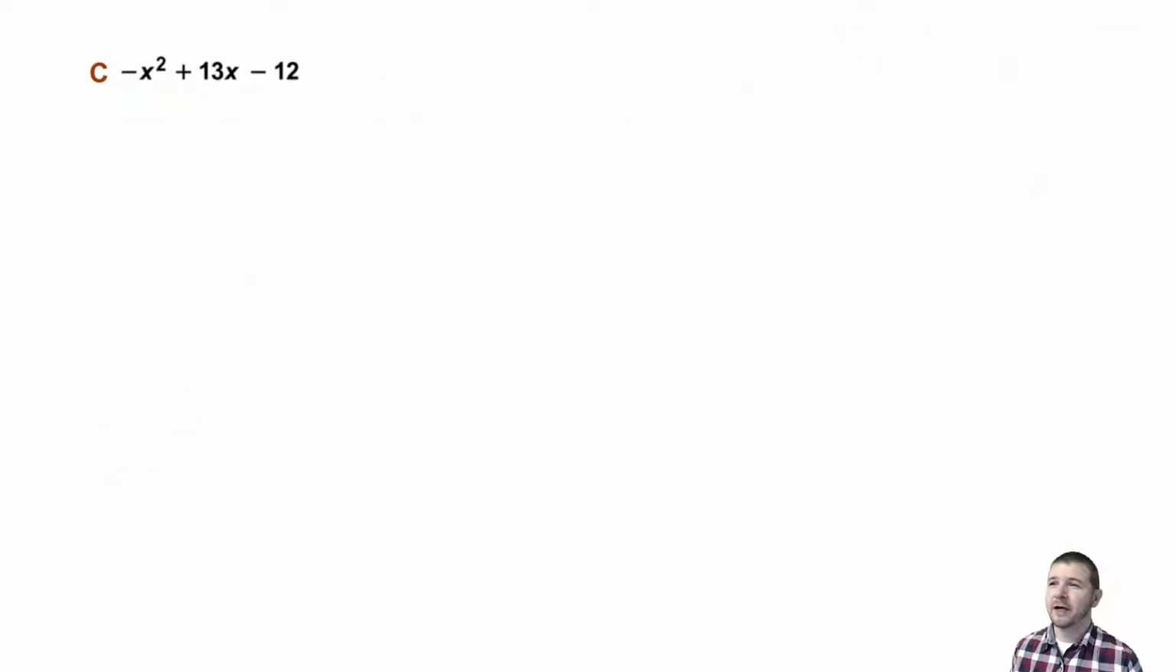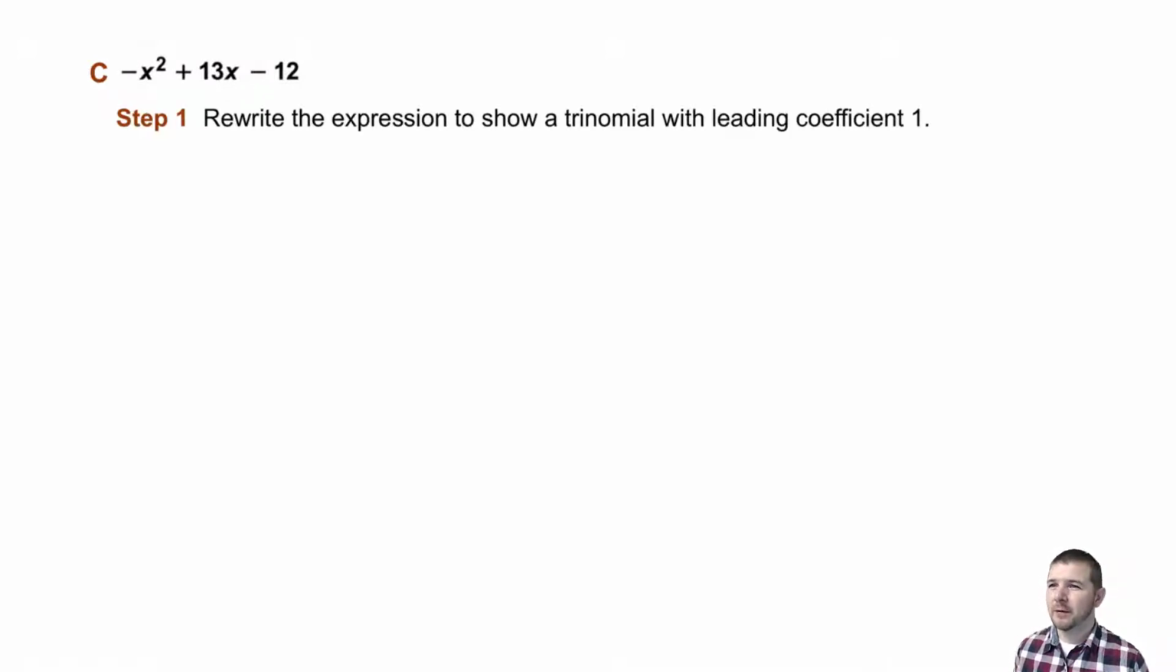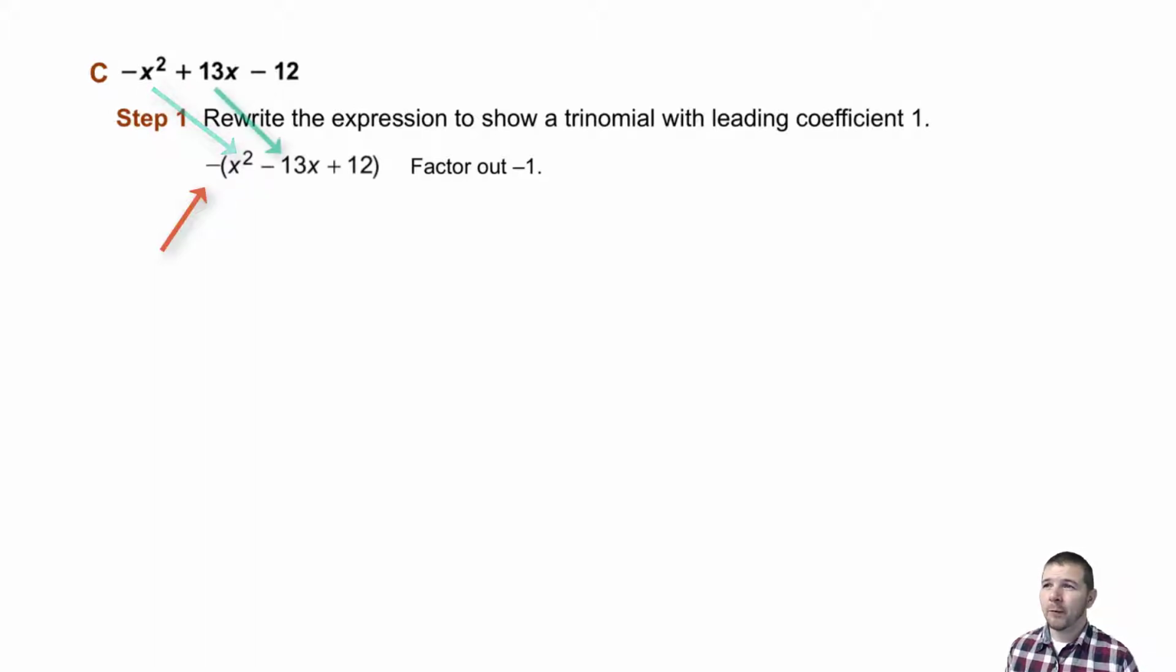Part C, how about the trinomial negative x squared plus 13x minus 12? Step 1, rewrite the expression to show a trinomial with a leading coefficient of positive 1. So we'll factor out a negative 1. Take note, the negative is on the outside of the parentheses, and our negative x squared, having factored out a negative 1, is simply positive x squared. What used to be a plus 13x, having a negative 1 factored out, is now a minus 13x. And what used to be a minus 12 is now a plus 12.